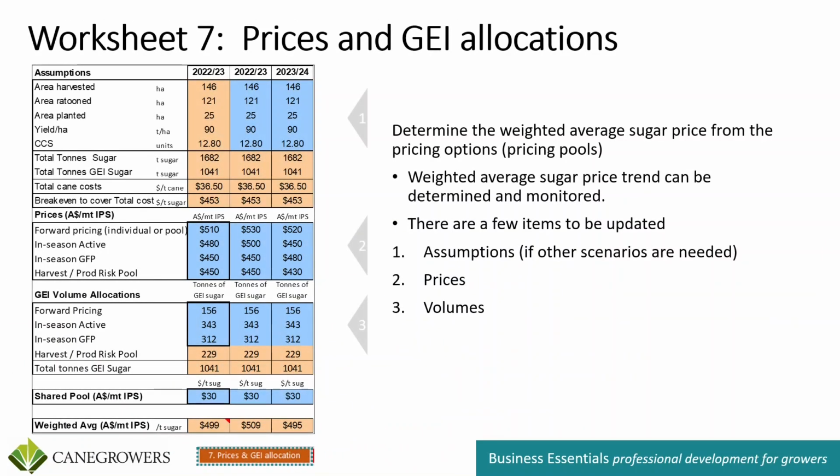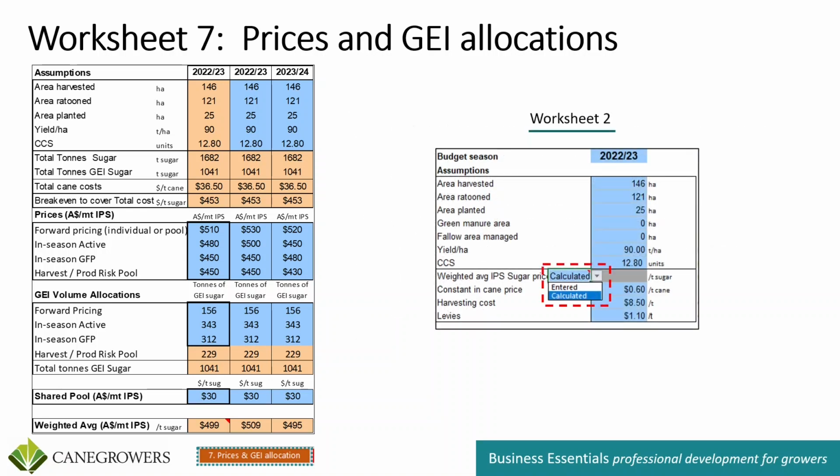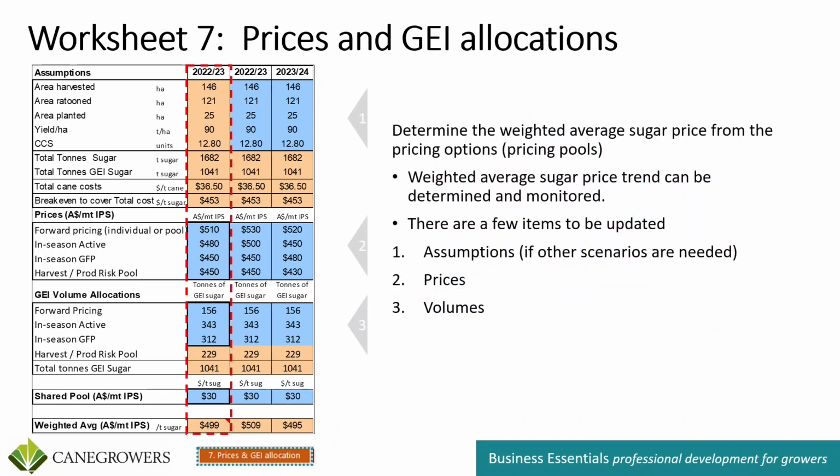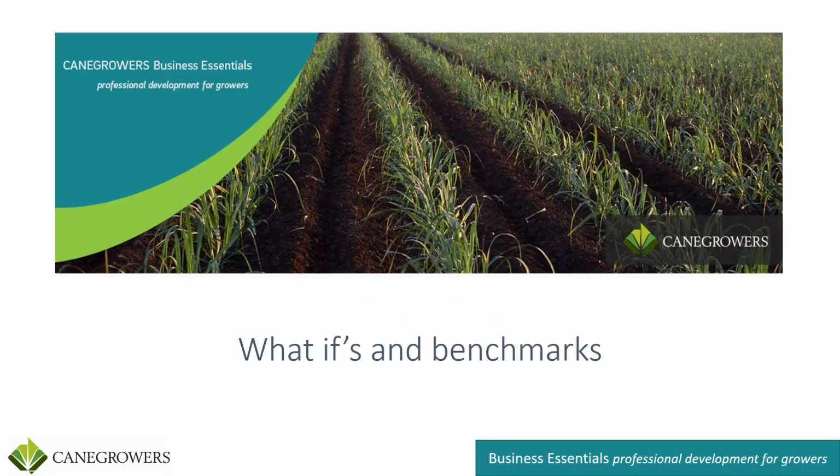Moving on to worksheet 7, which is where you can input your sugar prices and pool allocations. We have discussed this in the previous video, so I will just reiterate what is needed here. The important thing to remember is that if you are using the calculated option on worksheet 2, then you will need to ensure you add your expected prices for each pool you will be targeting in the budget season column. In doing so, this will calculate a weighted average here that will provide the sugar price to the model for the income calculation to predict the revenue and cane net margin.